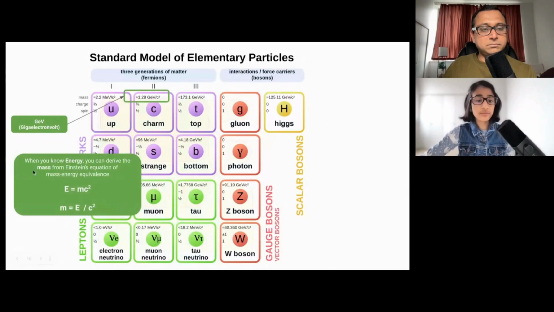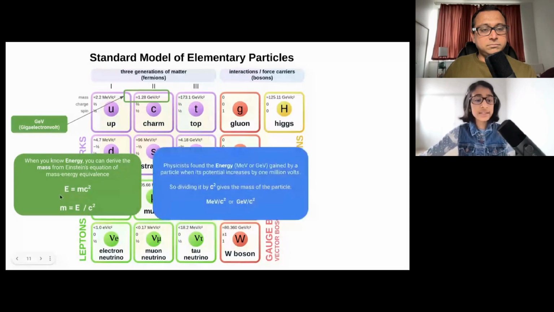And since Einstein already proved E is equal to mc squared, when we know the energy, we can derive the mass from Einstein's equation of mass-energy equivalence, E = mc². So we can rewrite his equation as m = E/c², where c squared is the square of the speed of light. And since the E in this equation represents energy, and a mega electron volt or a giga electron volt also signifies energy, we could substitute the value of the energy and make it m = MeV/c², or GeV/c², which would mean we just found the mass.